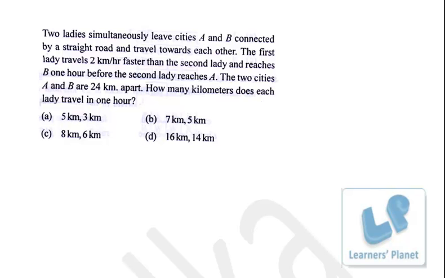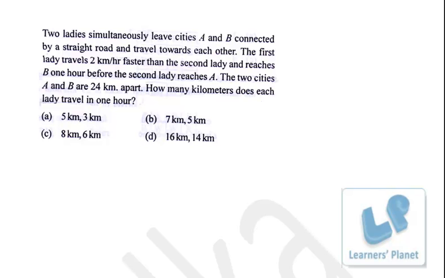Now here among the options, we have been given the kilometers traveled by each lady. So the problem becomes very simple. You don't have to touch even your paper and pen. See, in all the options, the difference between the distance is 2 km, right? So we cannot eliminate even a single option this way. But what we can do is, see, the distance between A and B is 24 km, right? Now, one lady is taking 1 hour more to cover that distance.